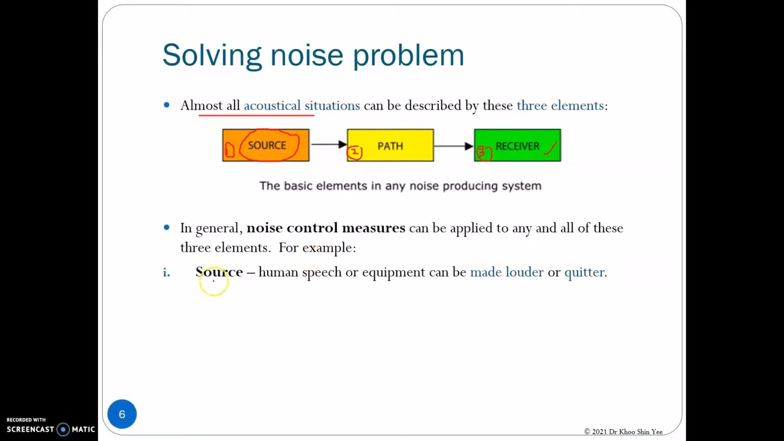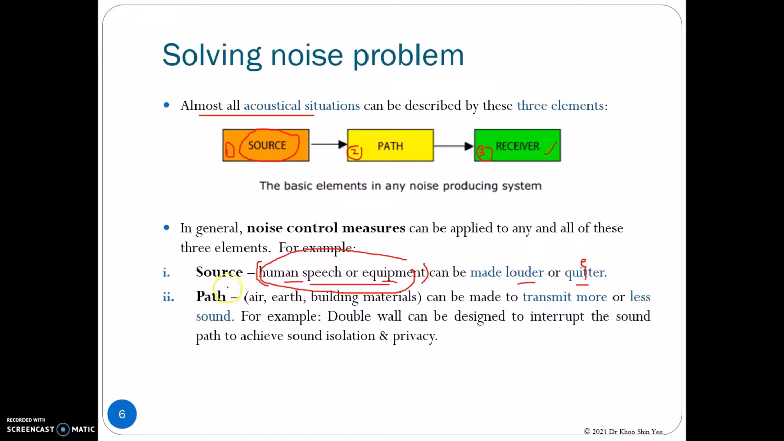For example, in terms of the source, such as human speech or equipment, to reduce the noise, we can make these sources quieter. There is a typo here, so it should be QUIET here. However, if we choose equipment which is noisier, or we make a louder speech, in this case it will cause more undesired noise. By controlling the noise source, we can make the sound quieter or louder.